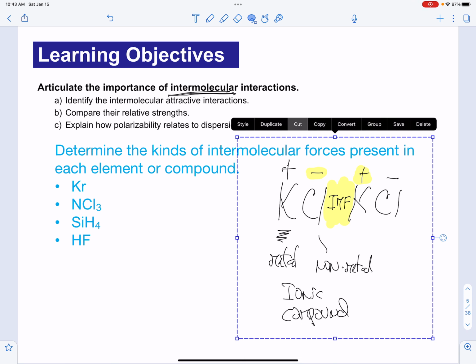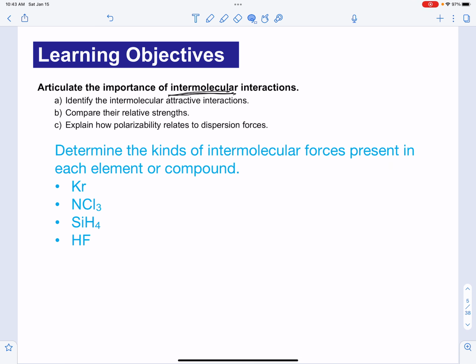However, to have hydrogen bonding, you really do not need to have an ionic compound. Because what happens if we have HF being attracted to another HF? Well, you're going to say, well, that's hydrogen bonding. And you're right. But also, let's consider this.